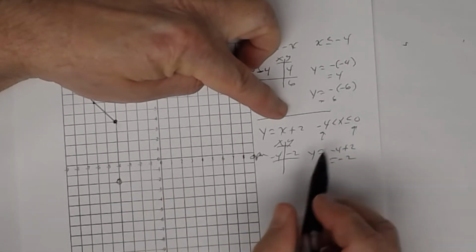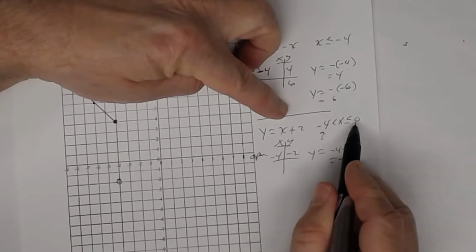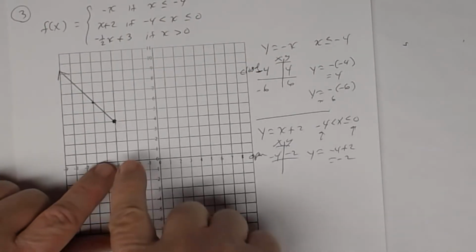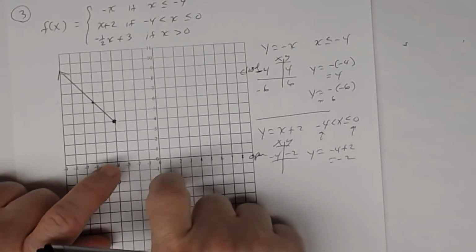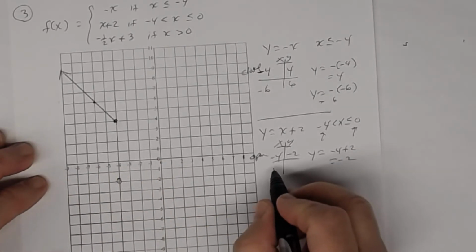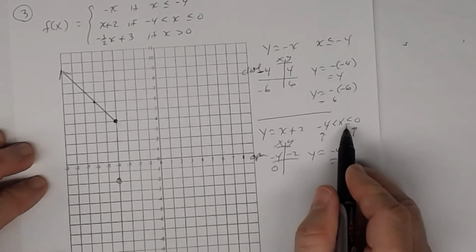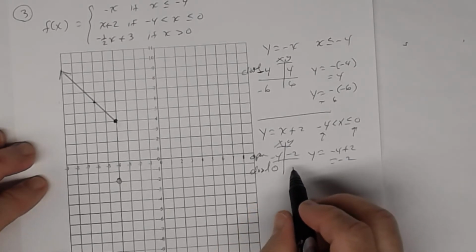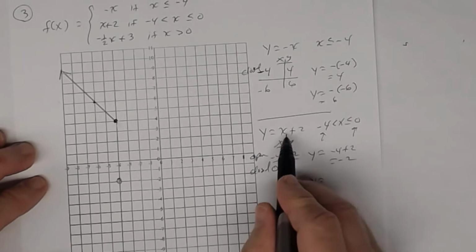And now let's use 0. You've got to use whatever numbers you see. I see a 0 here. So for this piece, remember, negative 4 to 0 is bounded. There's a lower bound and an upper bound right here. Okay? So if x is 0, now notice there is an equal sign, so that's going to be closed. So x is 0, I get y equals 0 plus 2.